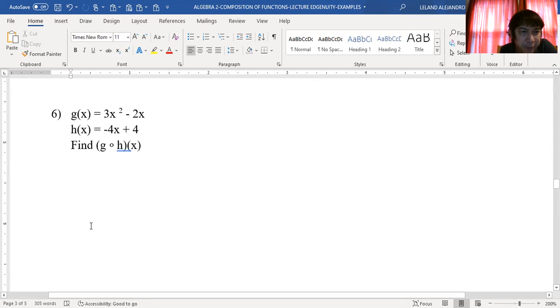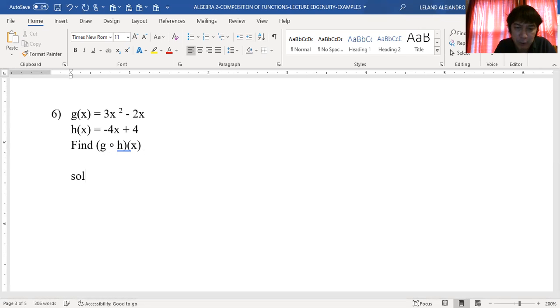We have here number 6. The g function is 3x squared minus 2x, and the h function is negative 4x plus 4. Find g composition h of x. All right, so we have the g function, and the input is the h function. This is the meaning of this tiny circle. Again, remember, that is not multiplication. That means the g function will take on the h function as the input. And we explained that in the very first number. All right, so let's continue with number 6. This will be the solution.